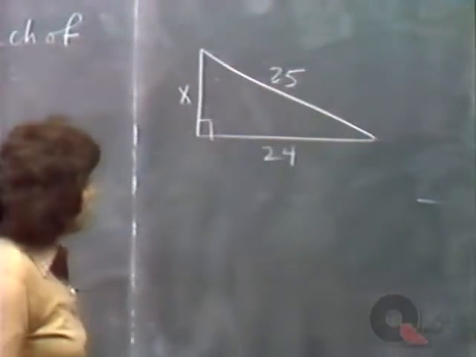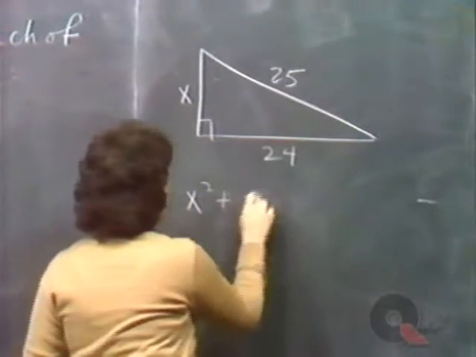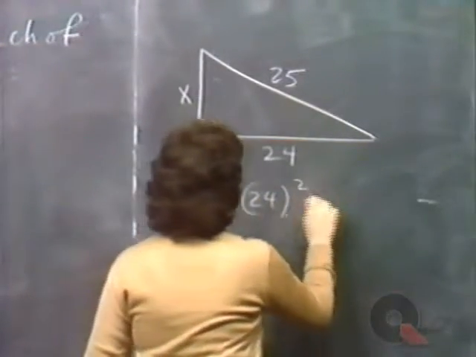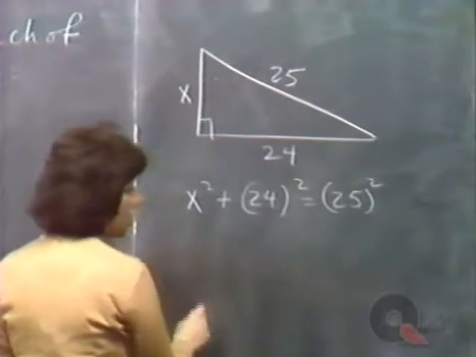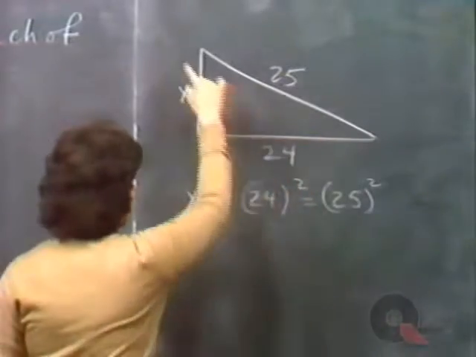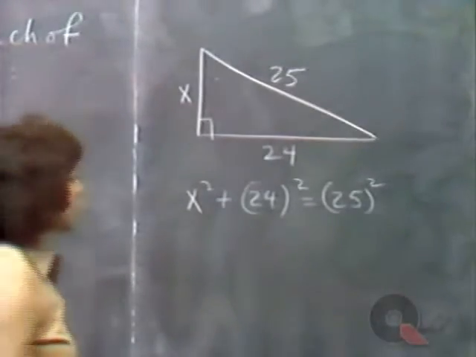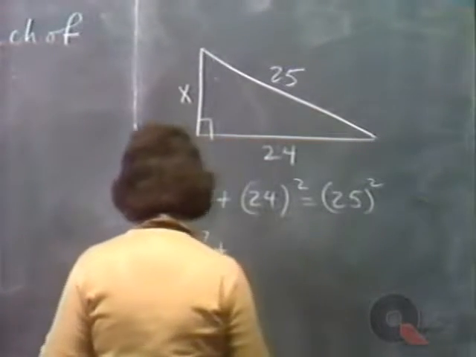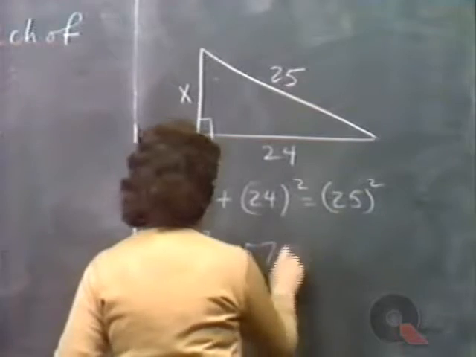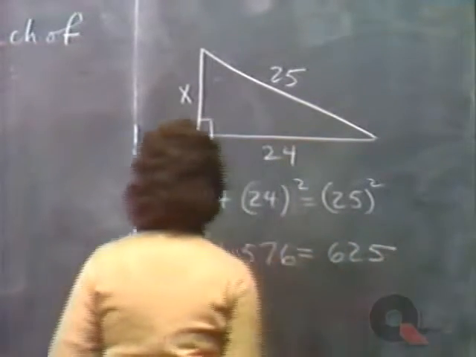The sum of the squares of the two legs is equal to the square of the hypotenuse, so x squared plus 24 squared must be equal to 25 squared. X squared plus 24 squared equals 25 squared. The square of the hypotenuse is standing alone. Okay, now, x squared plus 24 squared, which is 576, equals 25 squared, which is 625.